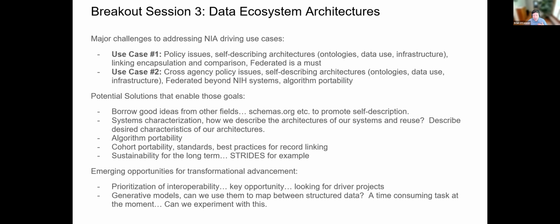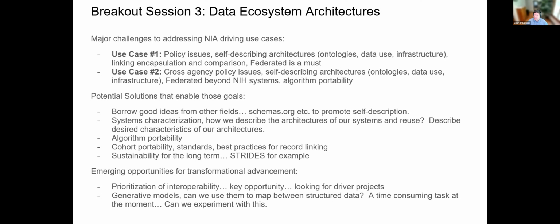So thinking about things like, how would you mix in EPA data with the biomedical research data? One of the things that the group, I think, had a great observation on was, how can we borrow from other fields, things like the Library of Congress and their classification of data and ontologies? How can we borrow things like schema.org, which is widely used in the IT field, to promote the self-description of our system? So using off-the-shelf components that are used beyond just the biomedical research field.